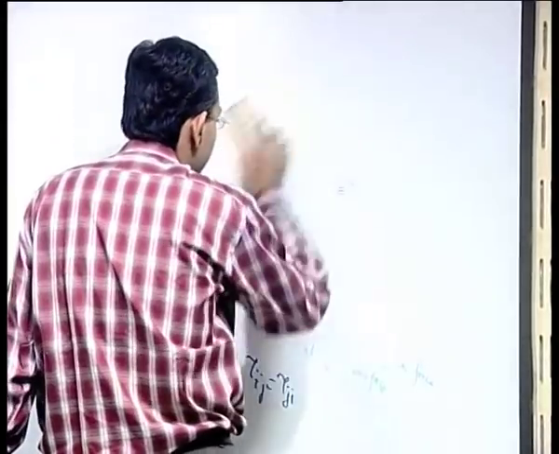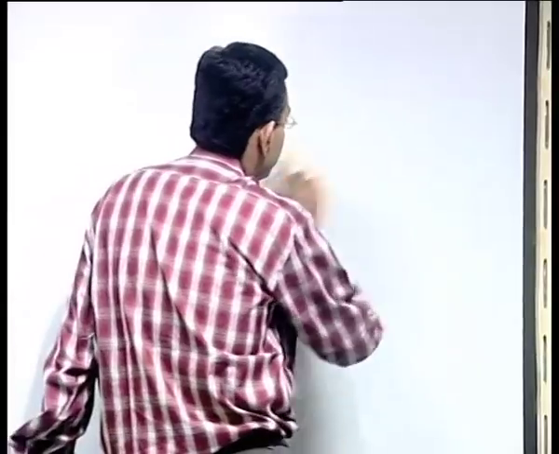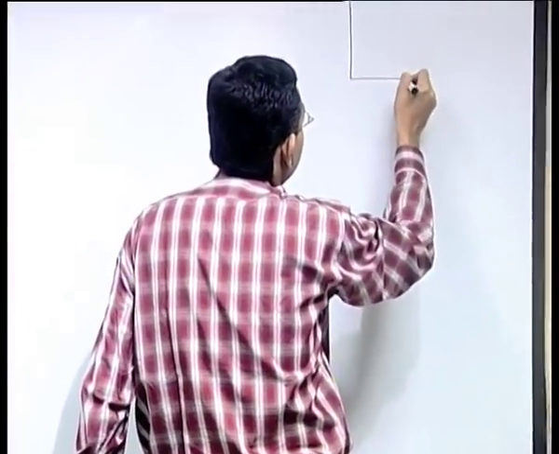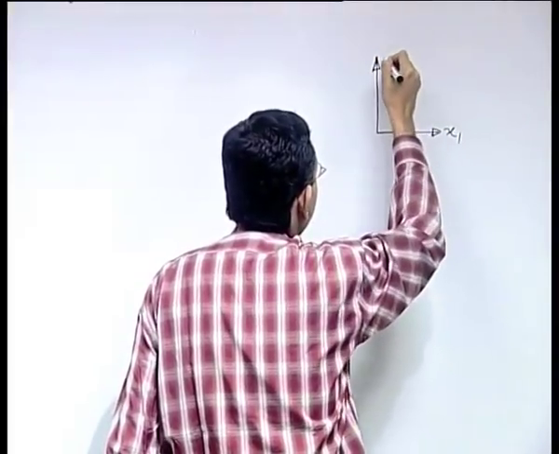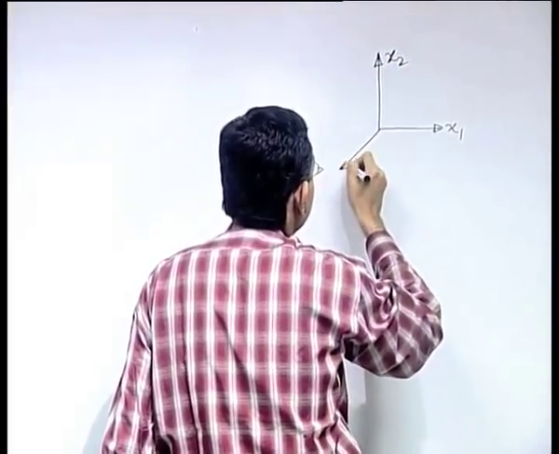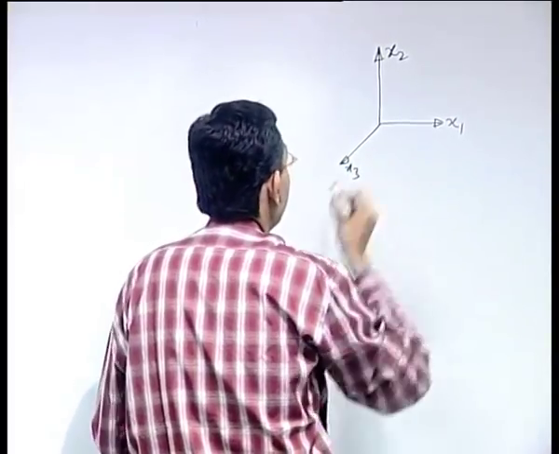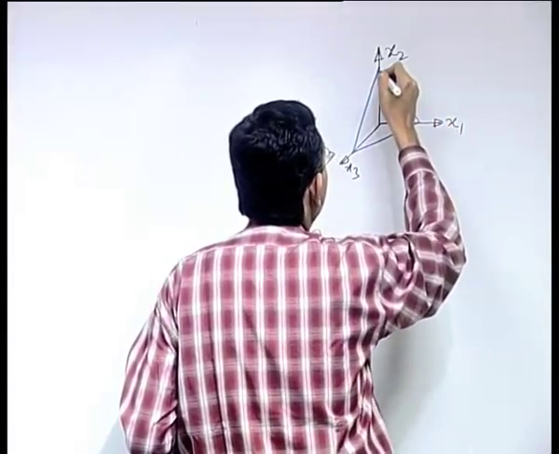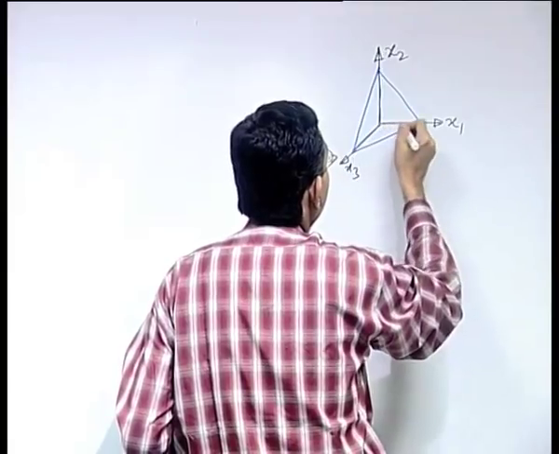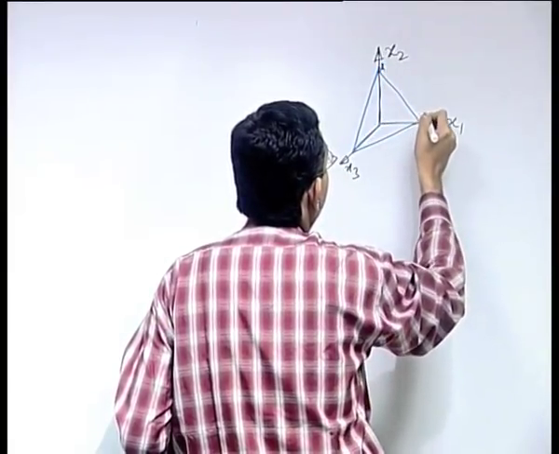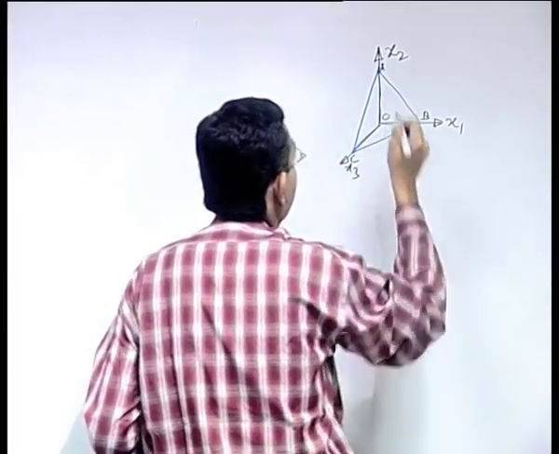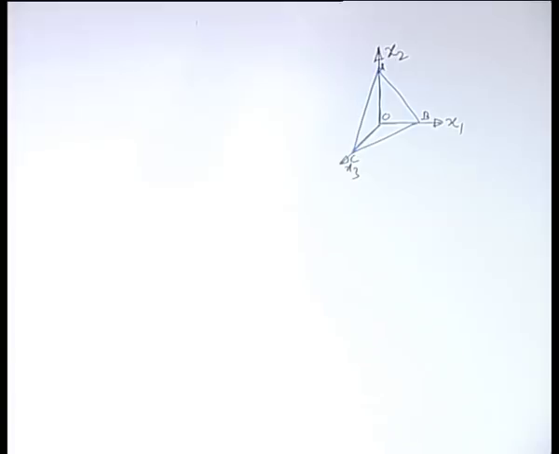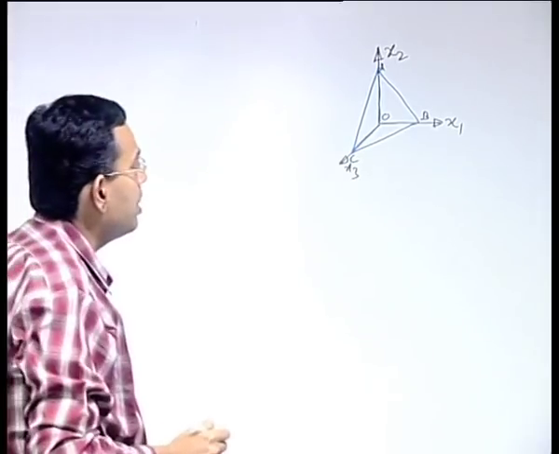Let us try to construct such a surface by constructing a volume. So what we do is that we construct a volume with these 4 vertices A, B, C, O.